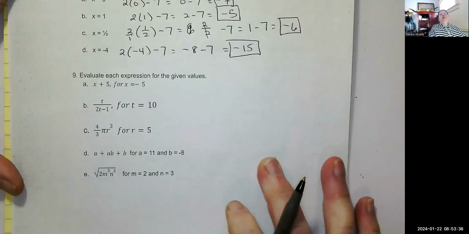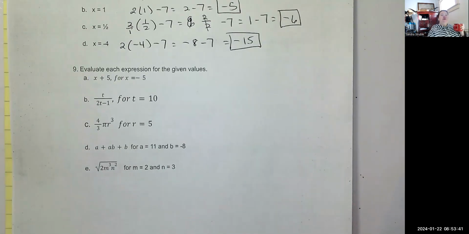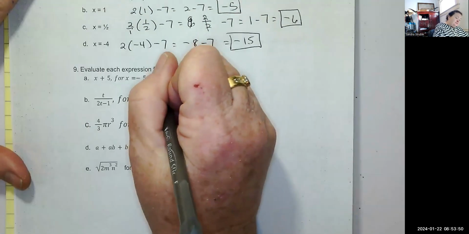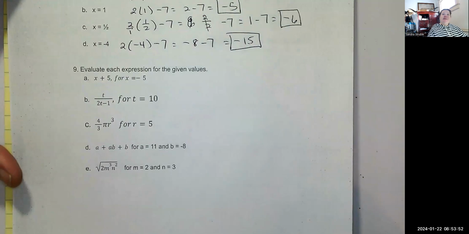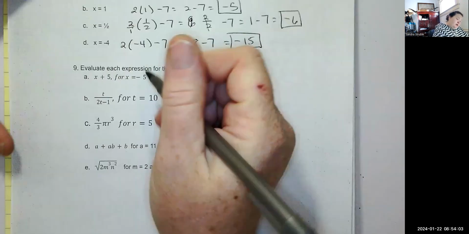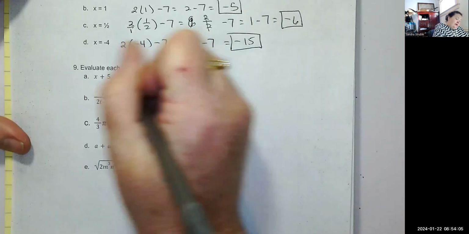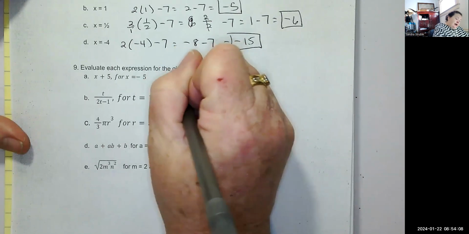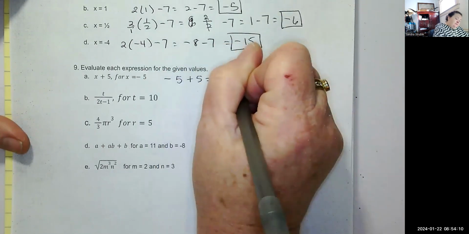All right. Evaluate each expression for the given values. So x plus 5 when x is negative 5. So these are just plugging in for individual expressions. An expression does not have an equal sign. An equation does. So you can't solve for x unless there's an equal sign. So we're not solving for anything here other than finding values of the expression. All right, so this is just taking the negative 5, plugging in for x. It's negative 5 plus 5, which is 0.